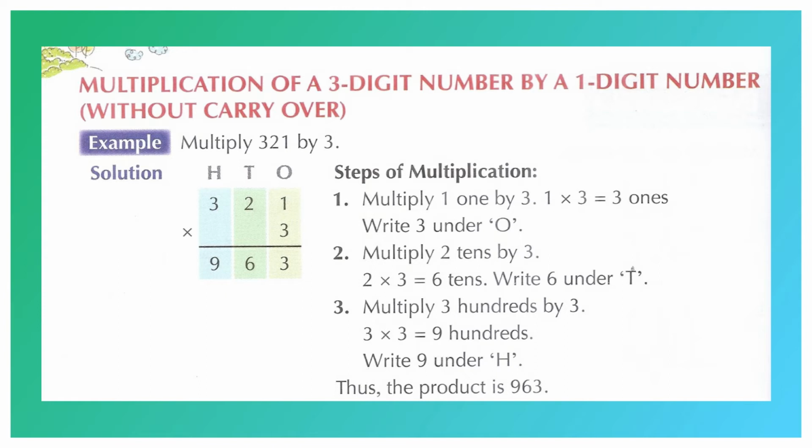And at last 3 is written in the hundreds column. Again we multiply diagonally. 3 3s are 9. 9 we write in the hundreds column. That means the product is 963.